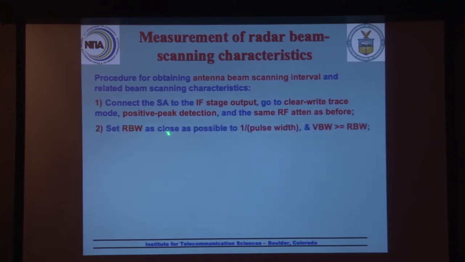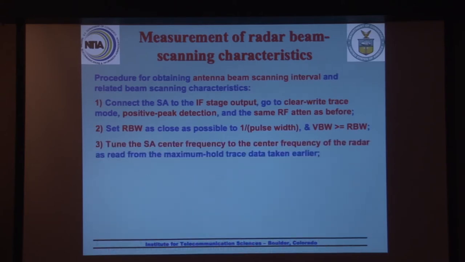Set the resolution bandwidth as close as you can to 1 over the pulse width of the radar, because we want to get a good dynamic range in the measurement. Matched filter theory says that if the resolution bandwidth of the analyzer equals 1 over the pulse width, we get maximum possible dynamic range on our measurement. And make sure the video bandwidth is greater than or equal to the resolution bandwidth. Tune the analyzer center frequency to the center frequency of the radar, as read in the IF. There is a down conversion, but that'll be obvious when you're working at the site.